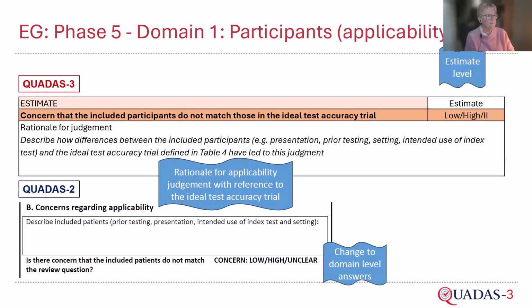And this is what the applicability section looks like in QUADAS-3 with QUADAS-2 at the bottom of the slide. And again, you'll see that there's more information provided to help reviewers judge the applicability of a test accuracy estimate with reference to the ideal test accuracy trial, which Sue will explain in a second. And again, there is a change to domain level answers from low, high, unclear to low, high, insufficient information.